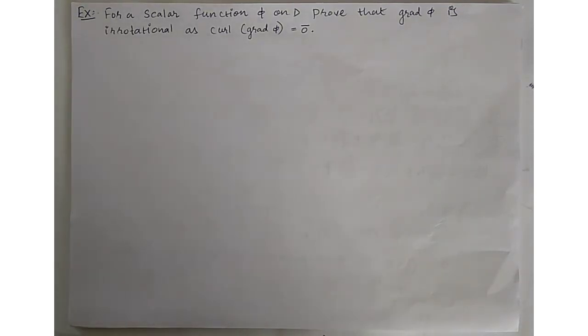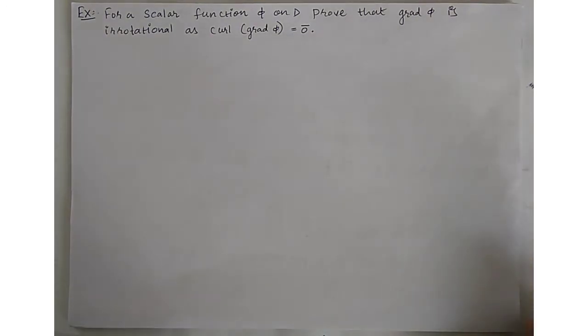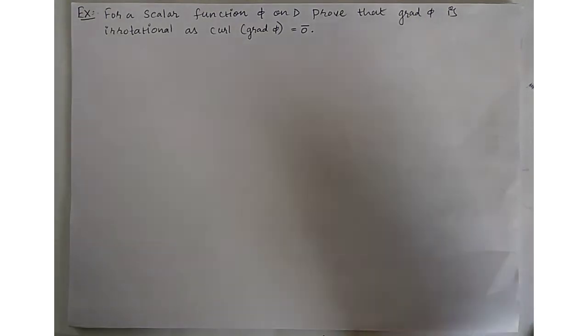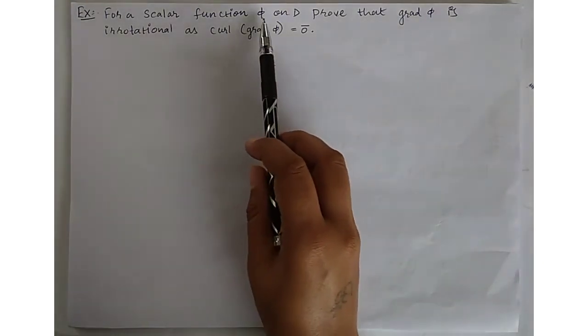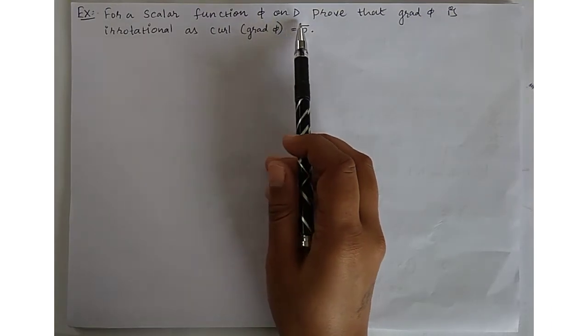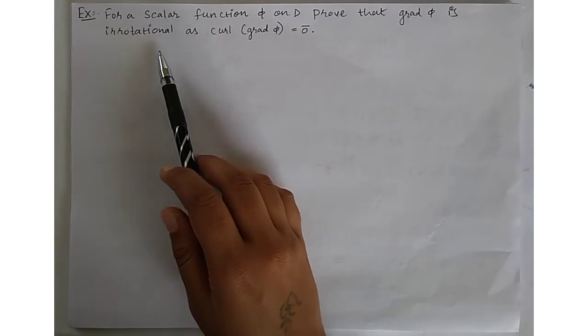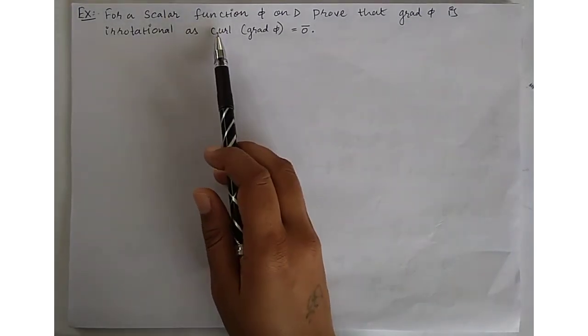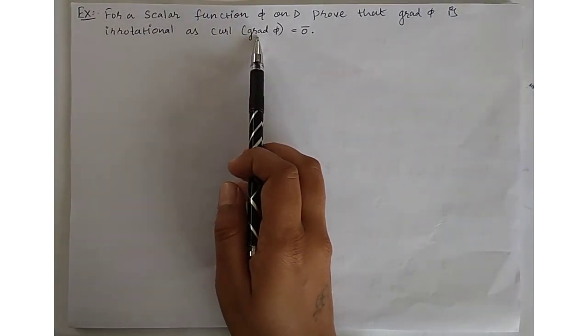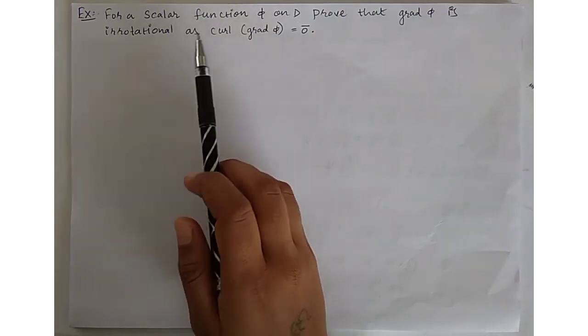So today we are going to solve some examples on gradient and curl. The first example is given over here: for a scalar function phi which is defined on a domain B, we have to prove that gradient phi is irrotational. It means we have to prove that curl of gradient phi is 0 vector.